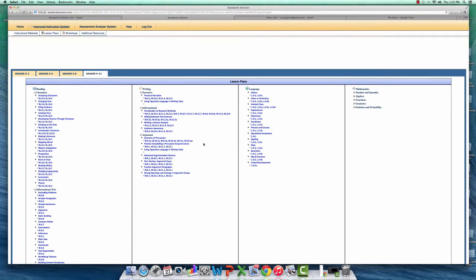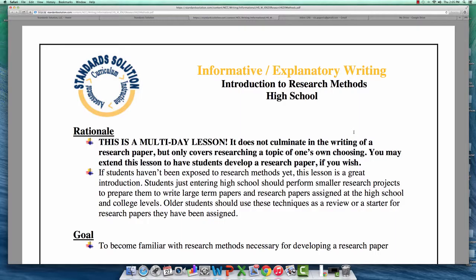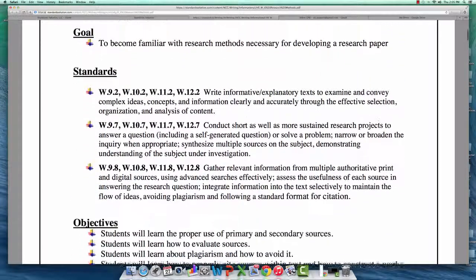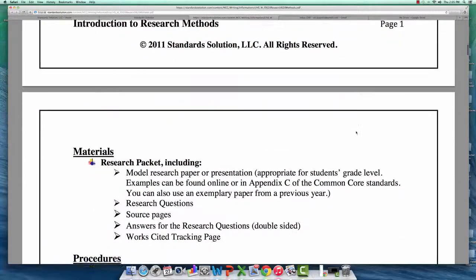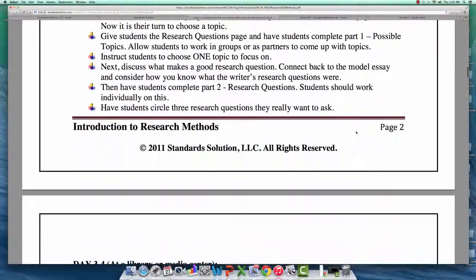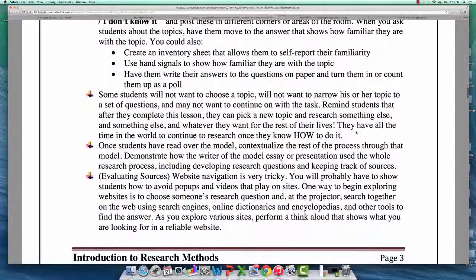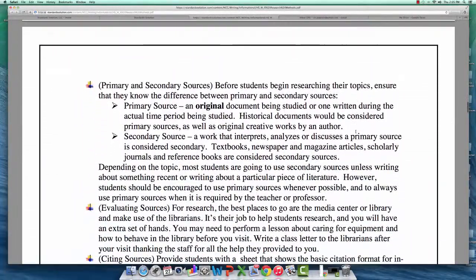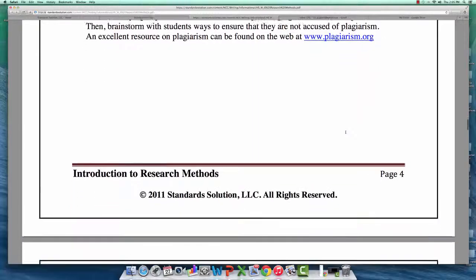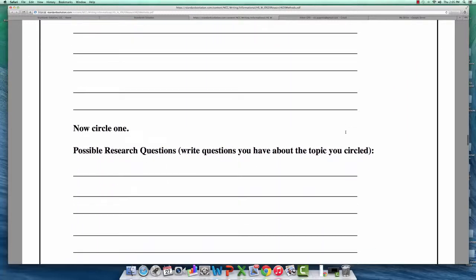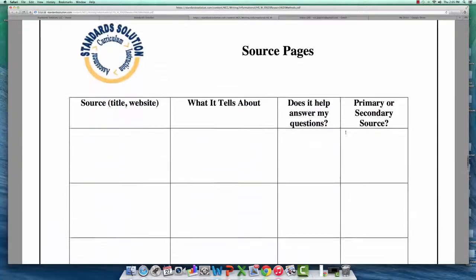Now under here in writing, we have information, we have Introduction to Research Methods. And right away it tells us this is a multi-day lesson. It does not culminate in the writing of a research paper, but only covers researching a topic of one's own choosing. And then it talks once again the standards, the objectives, the materials, the procedures. It goes into each of the days, our teacher tips, and then of course our student materials.